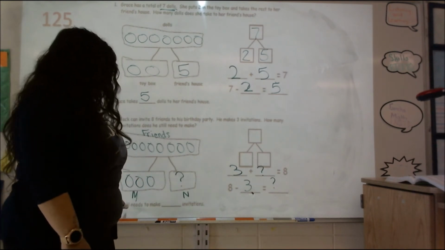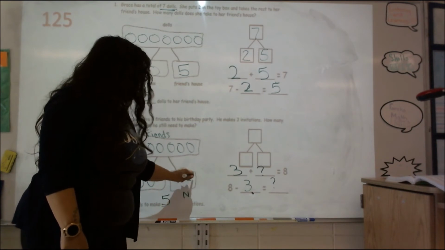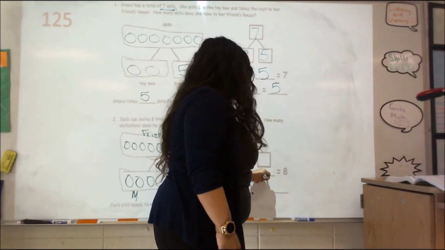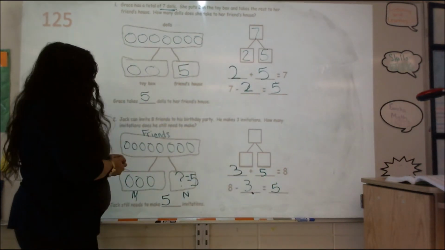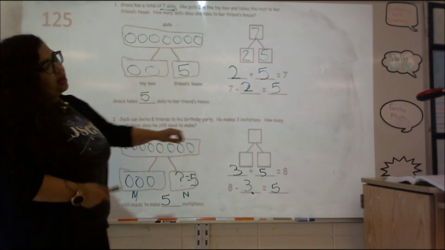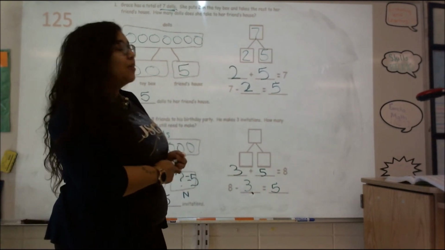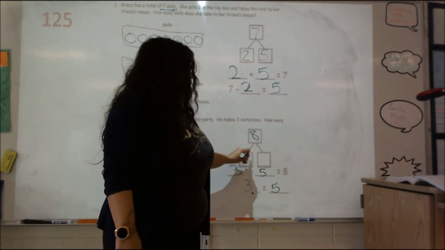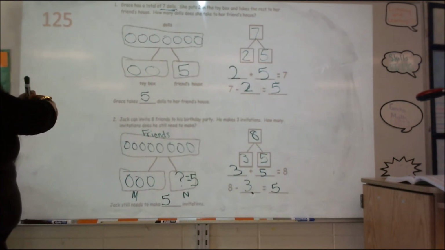Good. Jack still needs to make 5 invitations. Our mystery number is 5. No more mystery. We solved the mystery, my wonderful first grade detectives. Now, knowing what we know with our picture number bond, can we fill out this number bond? We can. We know 8 is our whole. We know our parts are 3 and 5. Okay, we're going to continue.